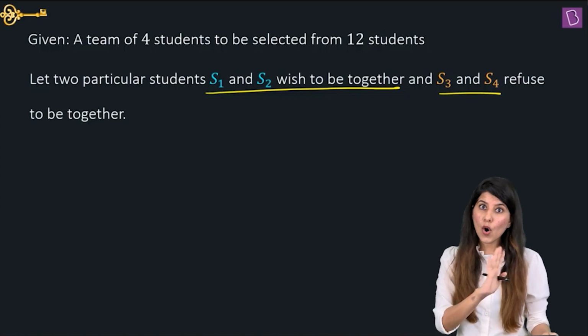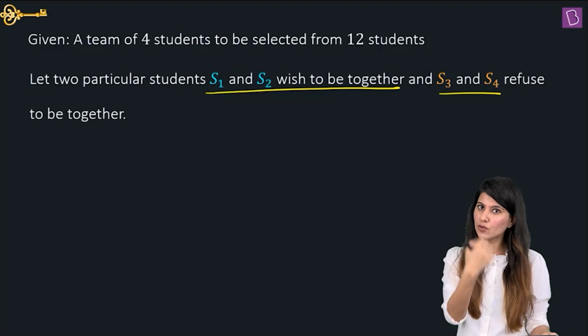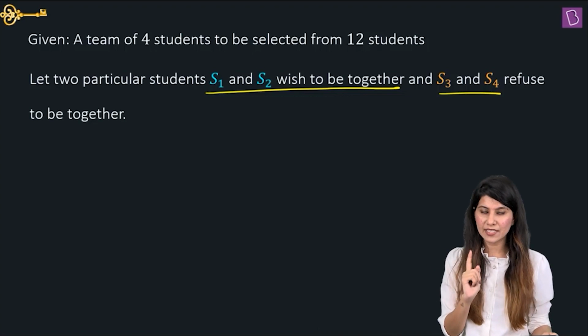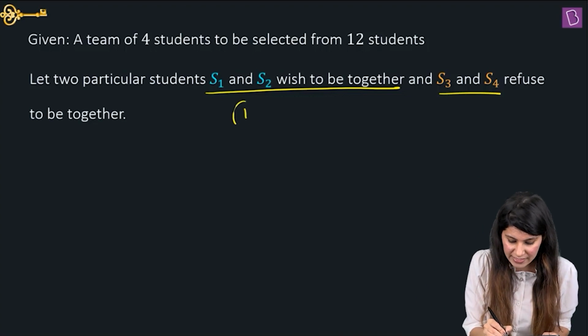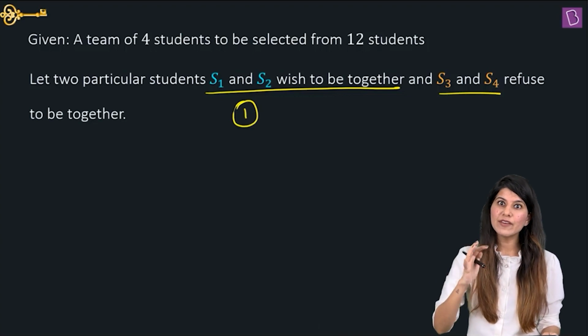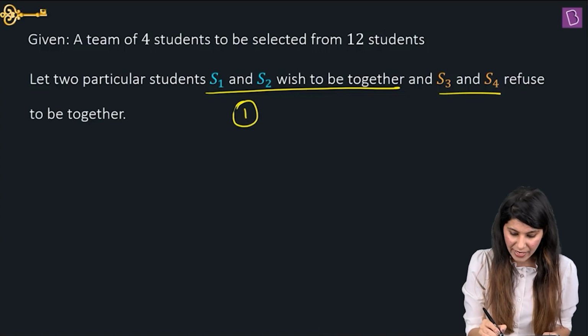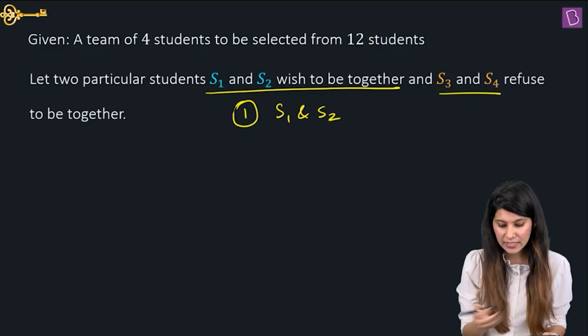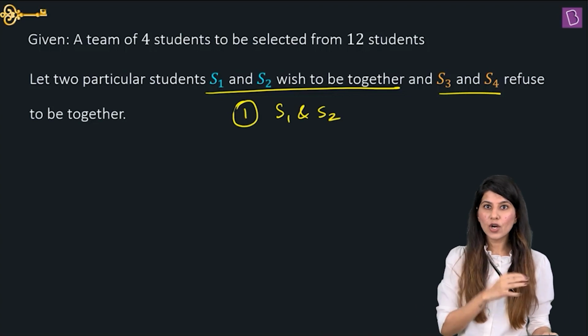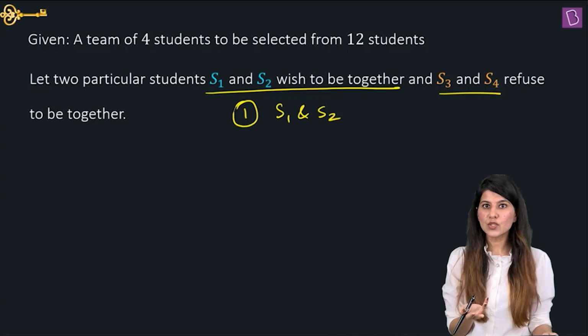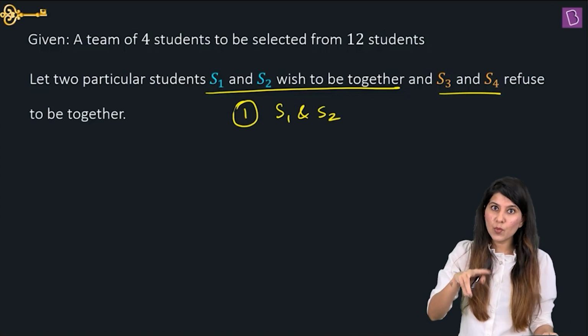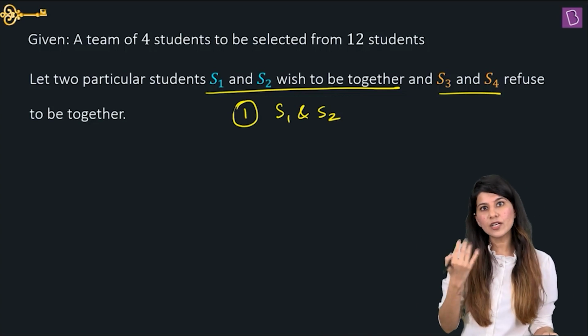So we need to think of all the cases. If we miss out one case, the answer will be wrong. Please keep that in mind. So the first case is, let's exclude everyone. S1 and S2 we are not including, so they are not in my team. That is cool. If they are in my team, then both of them should be there. If they are not, then it's totally cool.